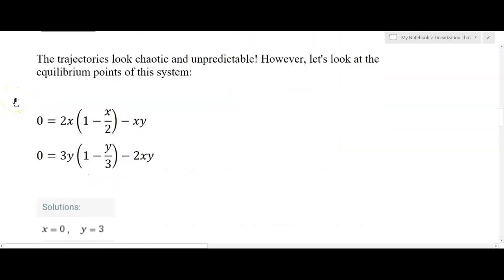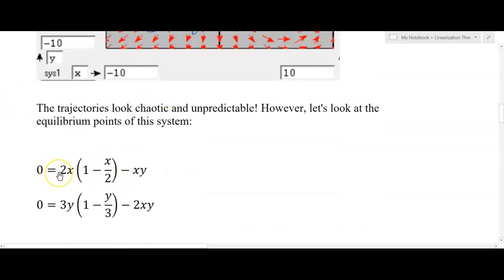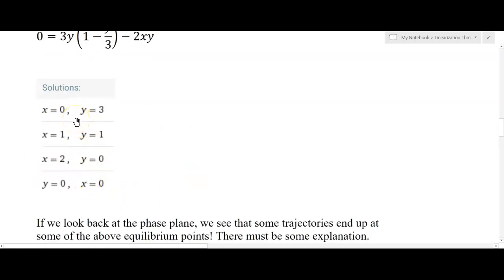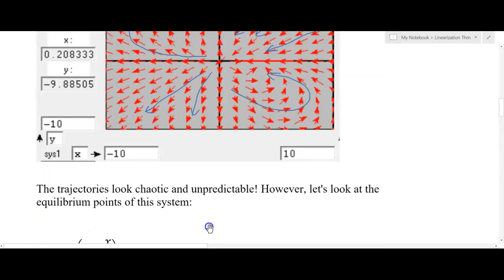So if we go ahead and compute the equilibrium points, remember for a system that means dx/dt and dy/dt are simultaneously 0, and we solve for both x and y using a solver like Wolfram Alpha. You can certainly try to do this by hand, but it's not going to be a lot of fun, and a computer can do this much faster. So we actually get 4 equilibrium points. And if you notice the very first one, the equilibrium point 0, 3, that was the point that we were seeing some of these solutions converge to.